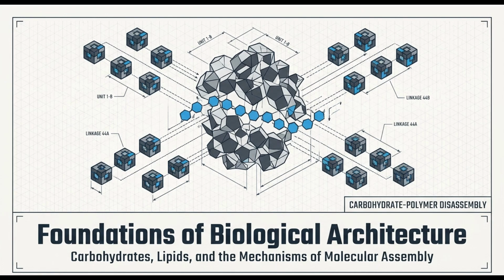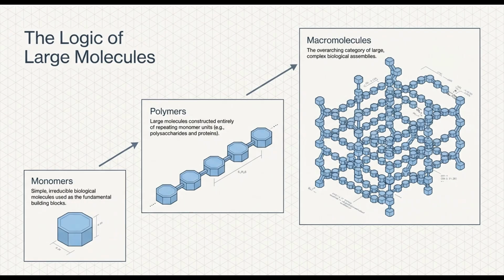Hi all. Today we will be discussing the foundations of biological architecture, focusing on carbohydrates, lipids, and how molecular assembly works inside living organisms. We will explore how small biological units combine to form large complex structures and how chemical reactions control both the building and the breakdown of these molecules. Now let's see about the types of molecules.